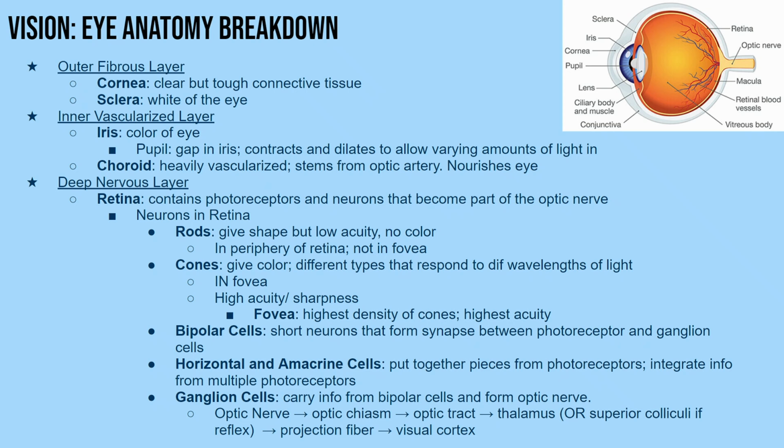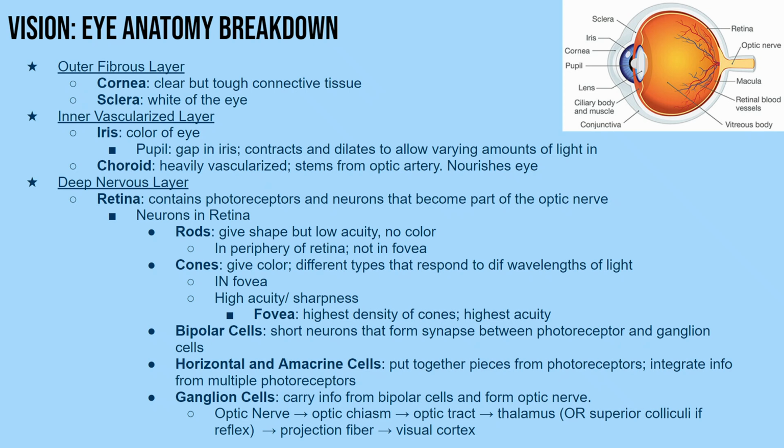Vascularized layer: the iris is just the colored part of your eye, and the choroid is where you have a bunch of blood vessels. Deep nervous layer: the retina is important. It contains photoreceptors and neurons that become part of the optic nerve. And then the sensory receptors are in the retina. Those are the rods and cones.